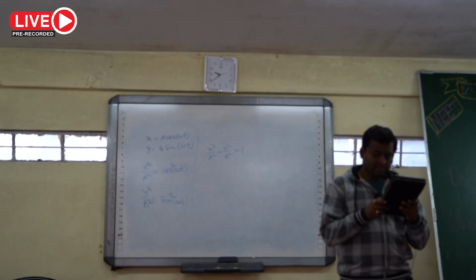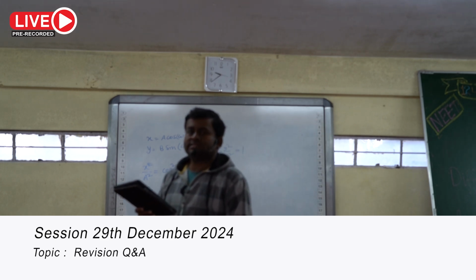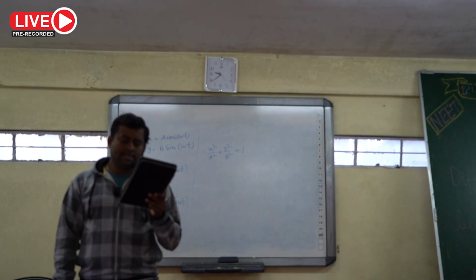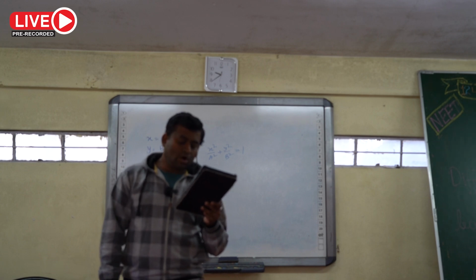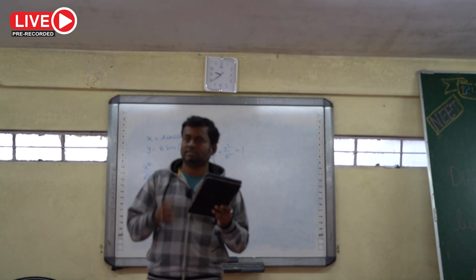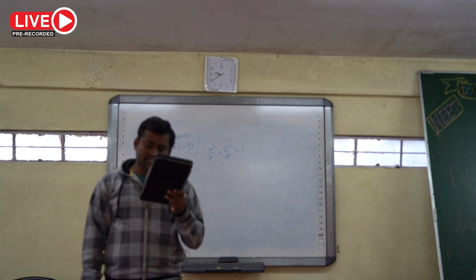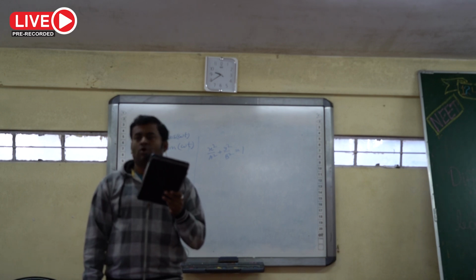Question number 3. A tunnel is made along a chord inside the earth, and a ball is released in it. What will be the time period of oscillation of the ball?